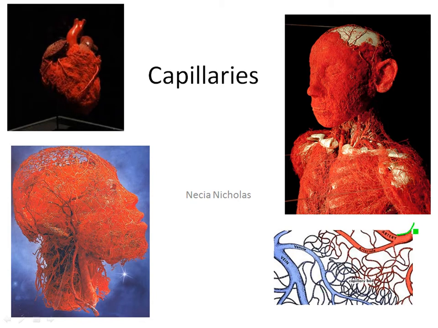Remember, you have arteries that bring blood away from the heart, A for artery, A for away. So bringing blood away from the heart, and they flow into smaller arterioles, which then flow into the smallest of the blood vessels, which are the capillaries. So in the capillary beds, that's the site of exchange, and we'll talk about the different things that are exchanged.